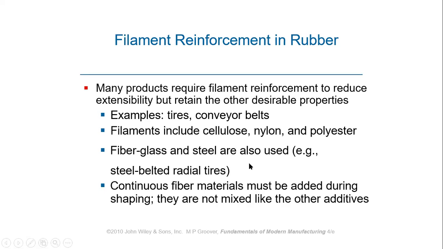And fiberglass and steel are used as the reinforcement. Sometimes steel belted radial tires use fiberglass and steel reinforced rubber. And these continuous fiber materials must be added during shaping. When you give the rubber a certain shape, then you use this kind of fiber material. It's kind of composite manufacturing actually, reinforcing with fibers of either steel or nylon, synthetic fibers like polyester, or natural fibers, whichever your requirement is. It depends on your requirement.